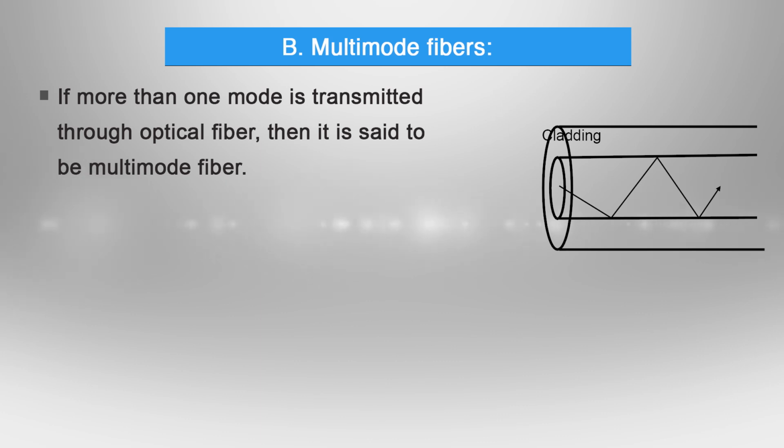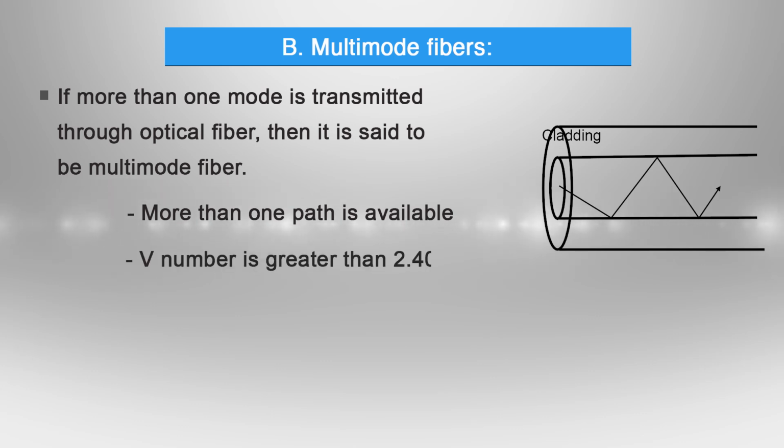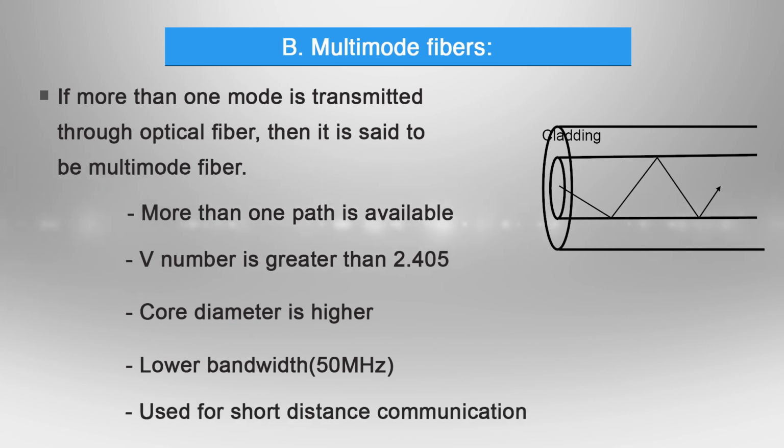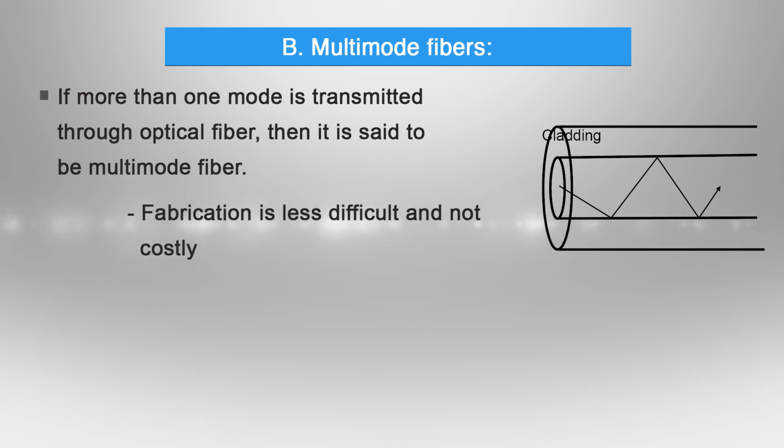Multi-mode optical fibers have the following characteristics. It has more than one path, V number is greater than 2.405, the core diameter is higher, it has higher dispersion, it has lower bandwidth of approximately 50 megahertz and it is used for short distance communication. Similarly, the fabrication is less difficult and not costly.